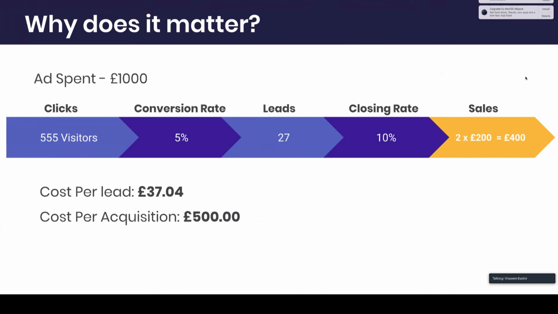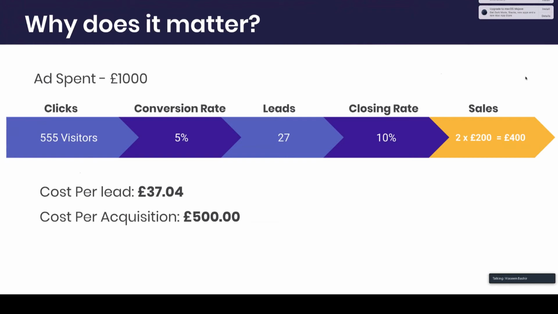And if the ticket product, or the product they're trying to sell, was worth £200, the number of sales they would get out of spending £1,000 was 400. So the cost per lead was £37, and the cost per acquisition, which is basically the amount they have to spend to get one customer, is £500. Although these numbers don't make sense, it's a good way to figure out if you change one metric here, so many things have a ripple effect.